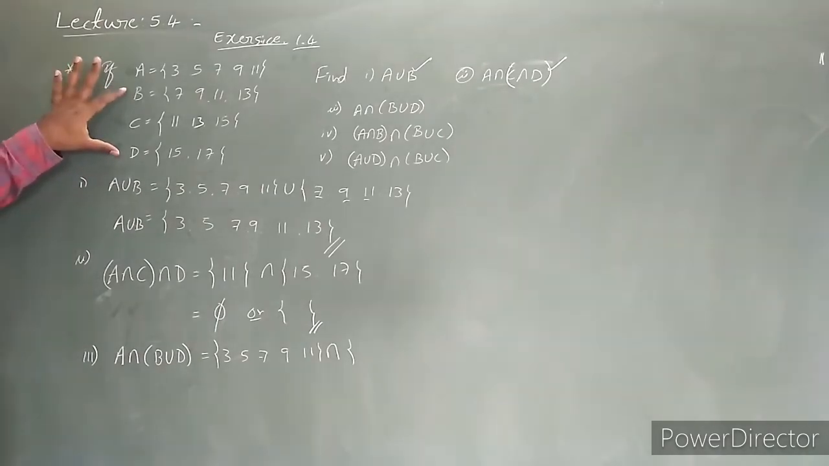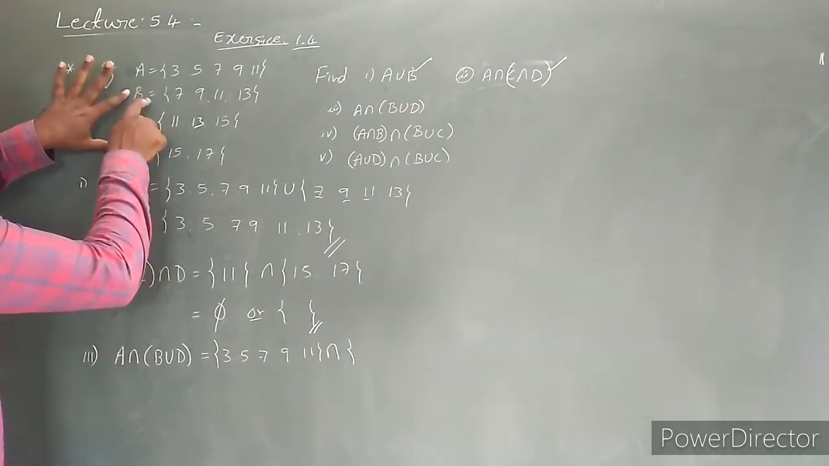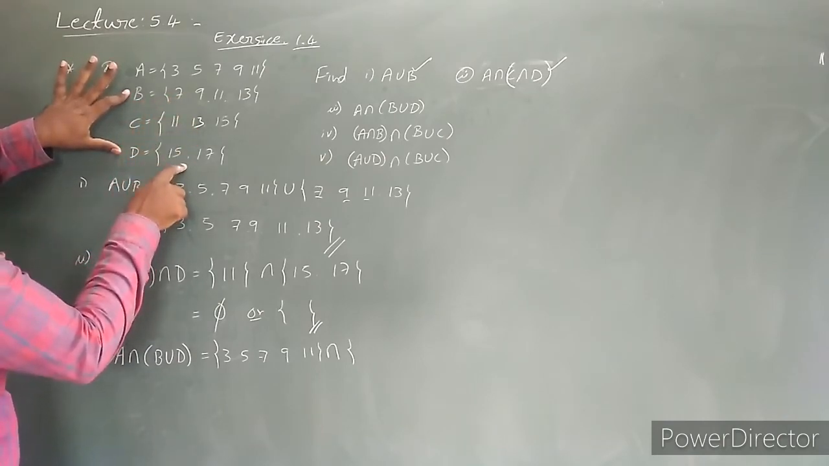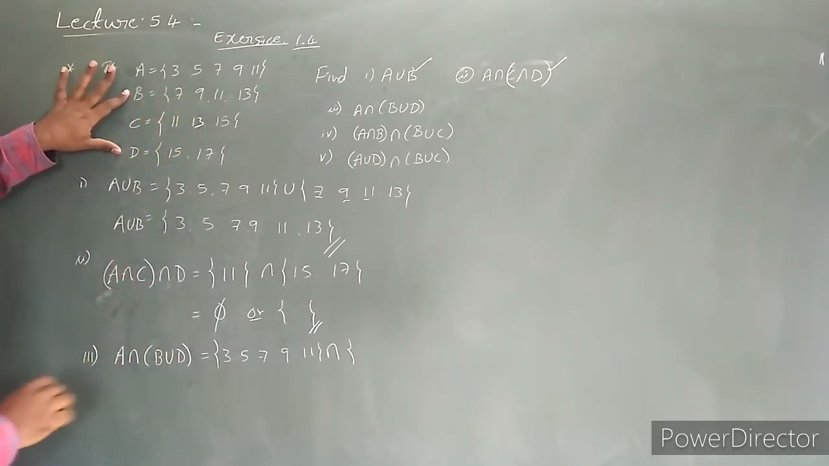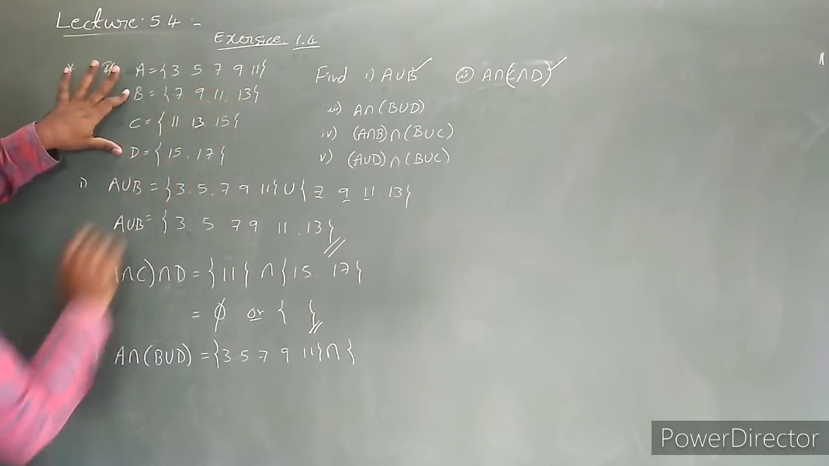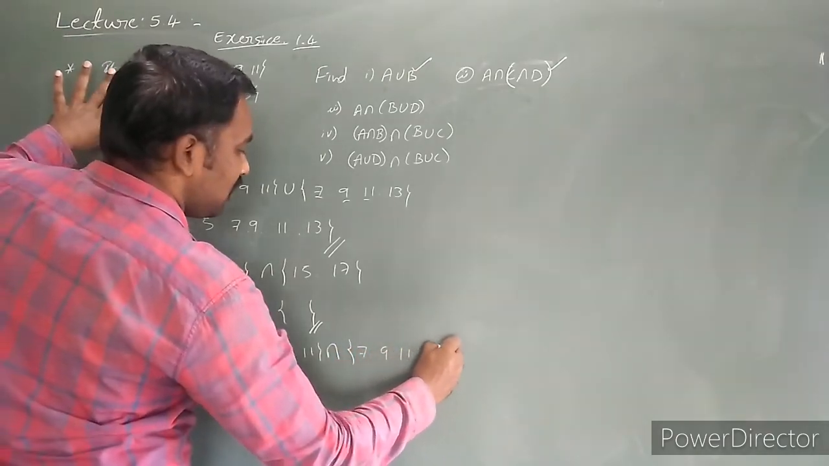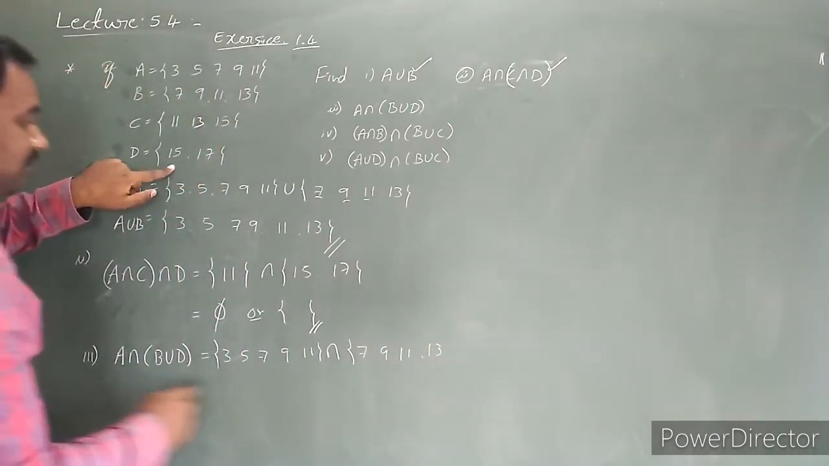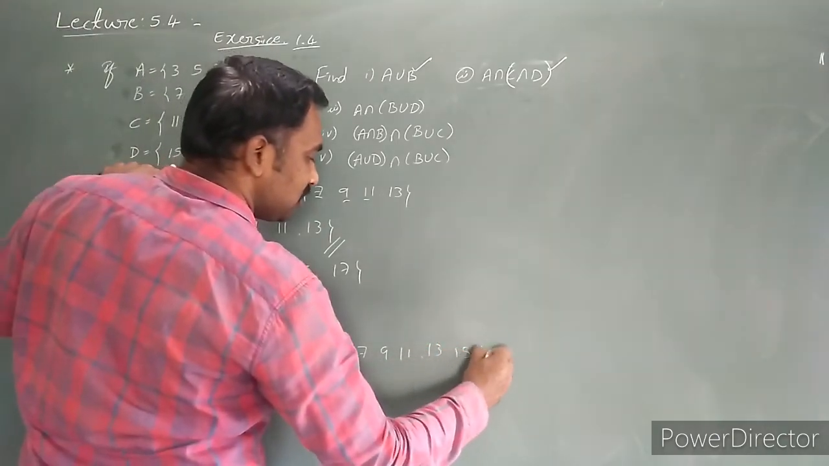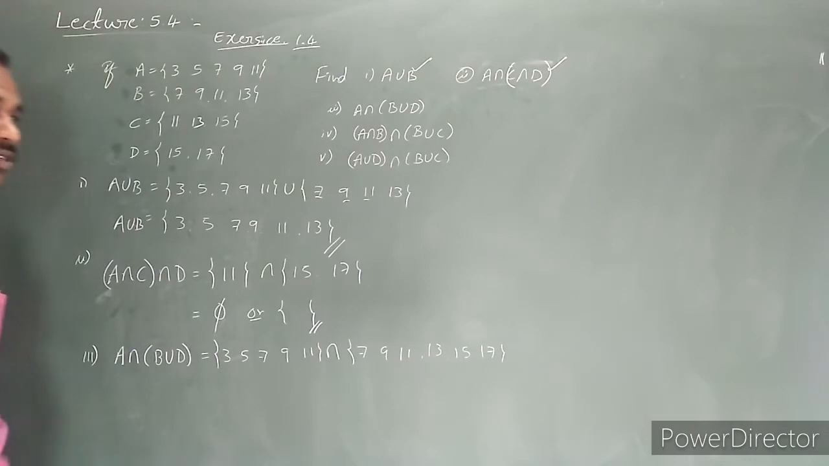Union is the union of two sets B and D. What is the union of B and D? All the elements of B and all the elements of D; a common element is written only once. There is no common element. Write all the elements 7, 9, 11, 13, D elements 15, comma 17. B union D is over.